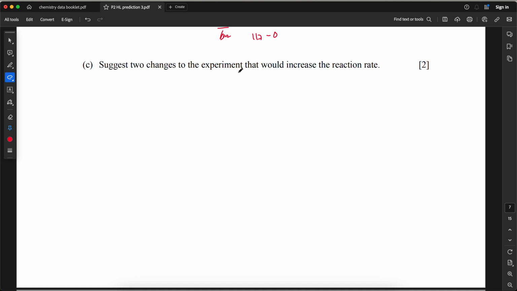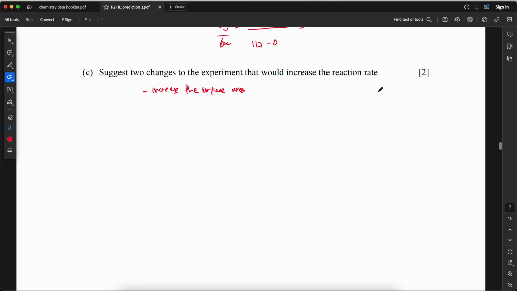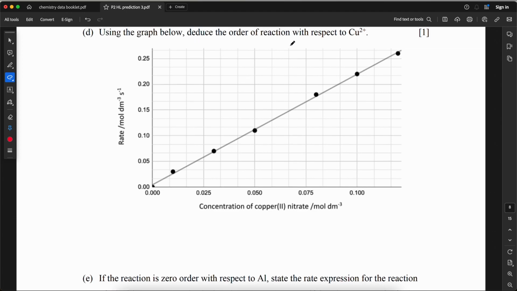Suggest two changes to the experiment that would increase the rate of reaction. You can increase the surface area because it's using a strip of solid aluminum. And you can also increase the concentration of copper nitrate, or you can also increase the temperature. Using the graph below, deduce the order of reaction with respect to Cu2+. If the graph is a straight line passing through the origin, the reaction is first order with respect to the reactant. So this would be first order.